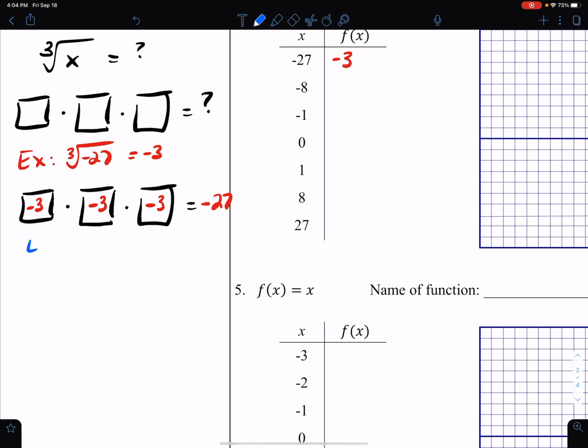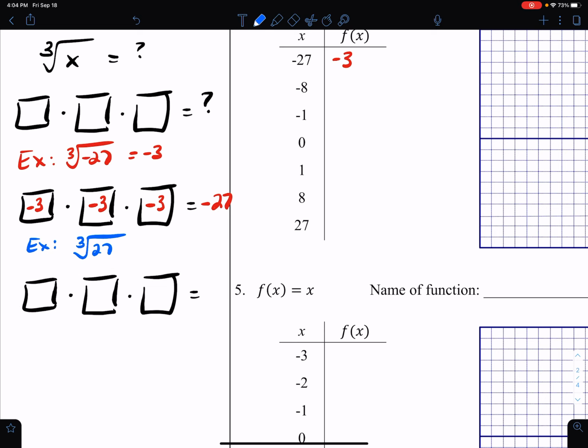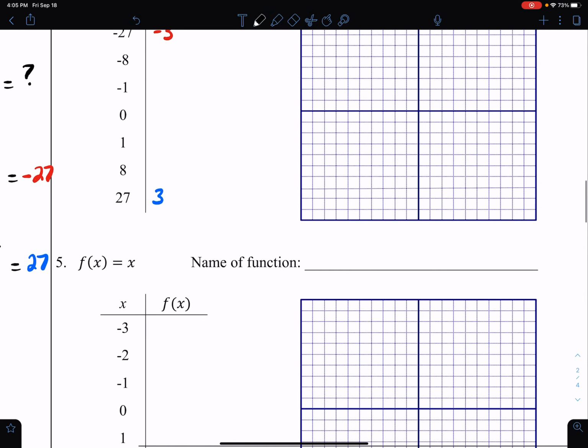And we'll just do an example of the positive too. If I was asking myself what times itself 3 times was positive 27, well, if I want a positive answer, I can start with just all positive numbers, because if I have an odd number of positives, it comes out positive. If I have an odd number of negatives, it'll come out negative. So we use this example to see that when we're using the cubed root function, we could actually input any number. We could use a negative or a positive because we have an odd number of boxes. So our domain here were all the x's, as long as they were a real number.